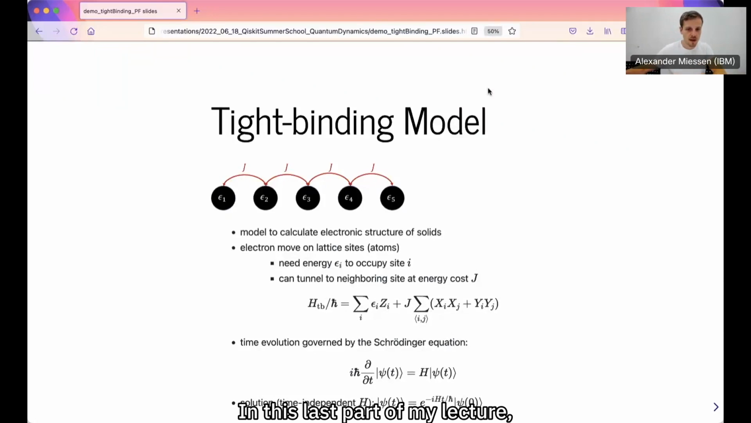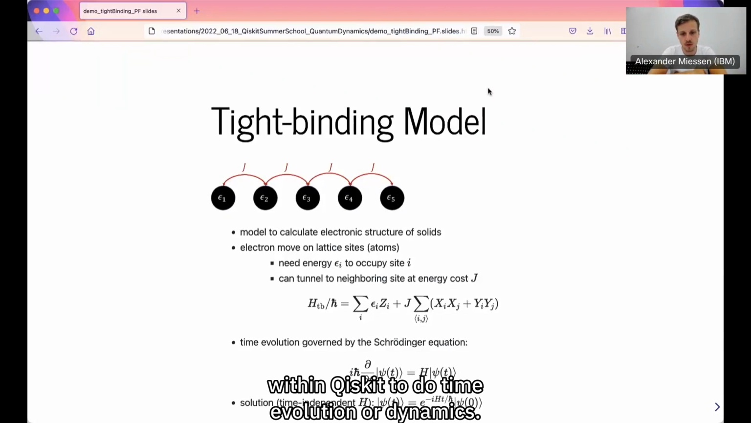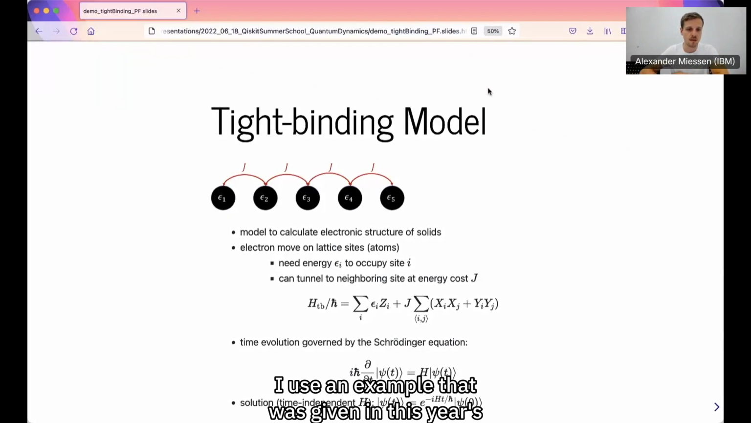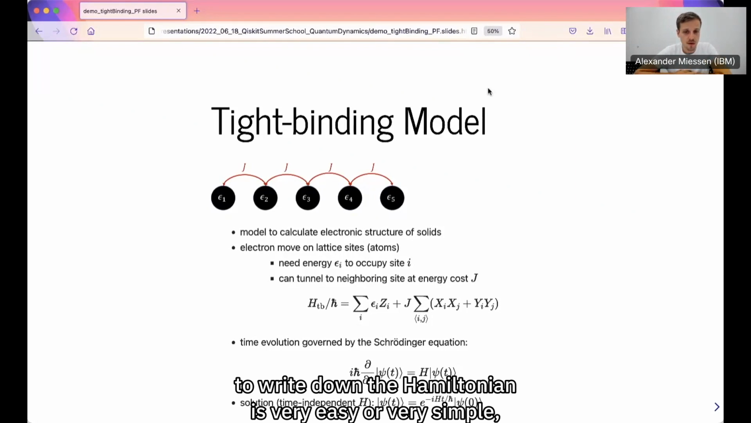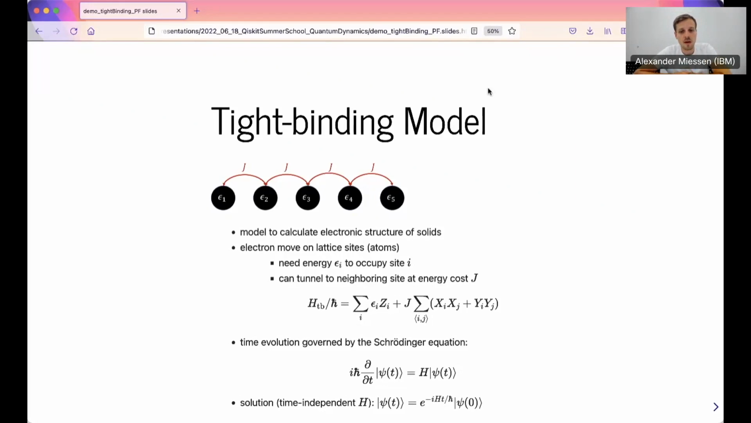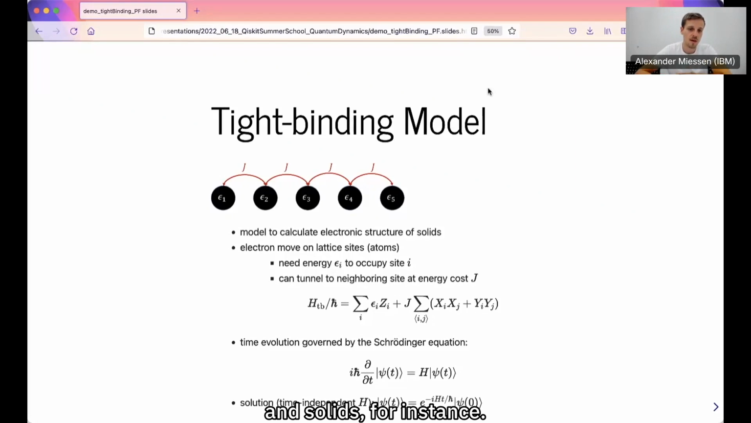In this last part of my lecture, I wanted to give a quick code example showing you how to use some of these algorithms within Qiskit to do time evolution or dynamics. For this, I use an example that was given in this year's IBM Quantum Spring Challenge, namely the tight binding model. It's a very neat model as it's very simple to write down. The Hamiltonian is very simple, but it has very rich physics, and it's used to describe the electronic band structure in solids, for instance.